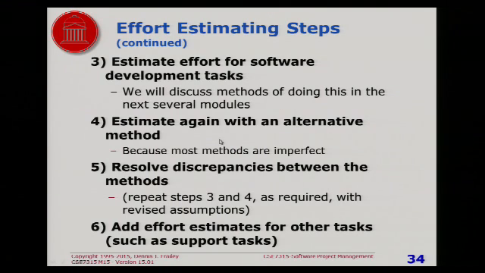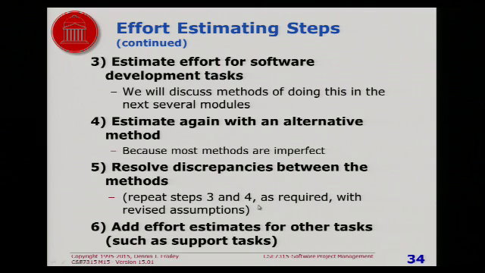Then here's where things are a little different than what you might have expected. Estimate it again using a totally different method. Why? Because most methods are imperfect. Most methods are inaccurate. And if you try it with 2 different methods, it will give you a lot of insight. For example, it might teach you that hey, there's a big difference between this method and this method, I got to figure out which one is right. If the methods give you different answers, you have to resolve the discrepancies.